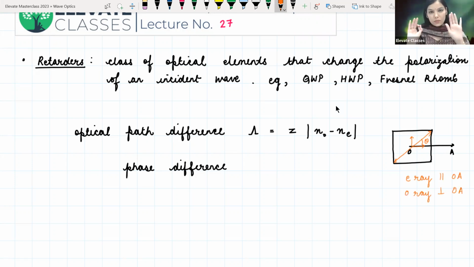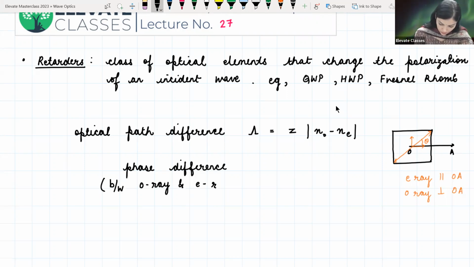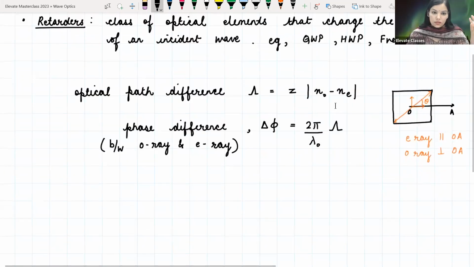So as this beam was going through the length of the crystal, these two rays, because they are traveling with different velocities, will gain a different amount of phase difference. And so this phase difference is between the O ray and E ray. So I can call it delta phi. Okay, so delta phi is equal to 2 pi by lambda naught times this capital lambda. So this capital lambda is the optical path difference.